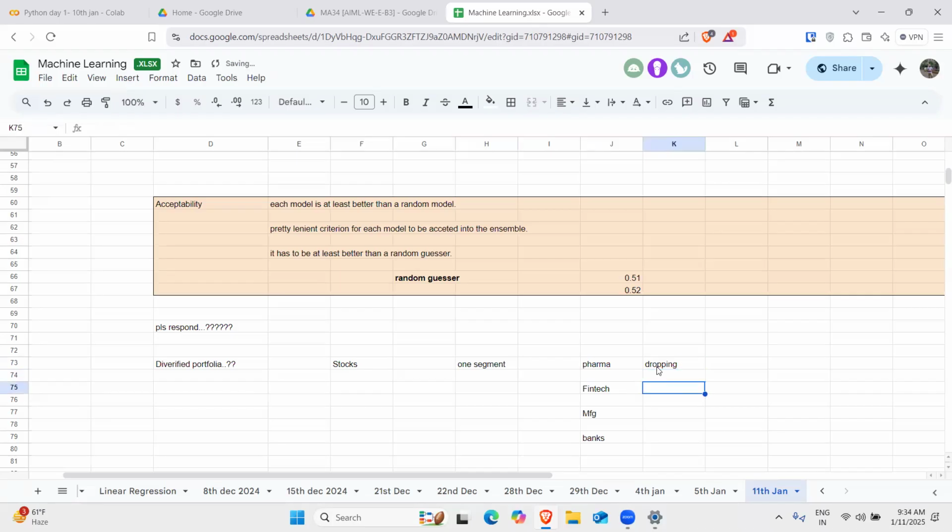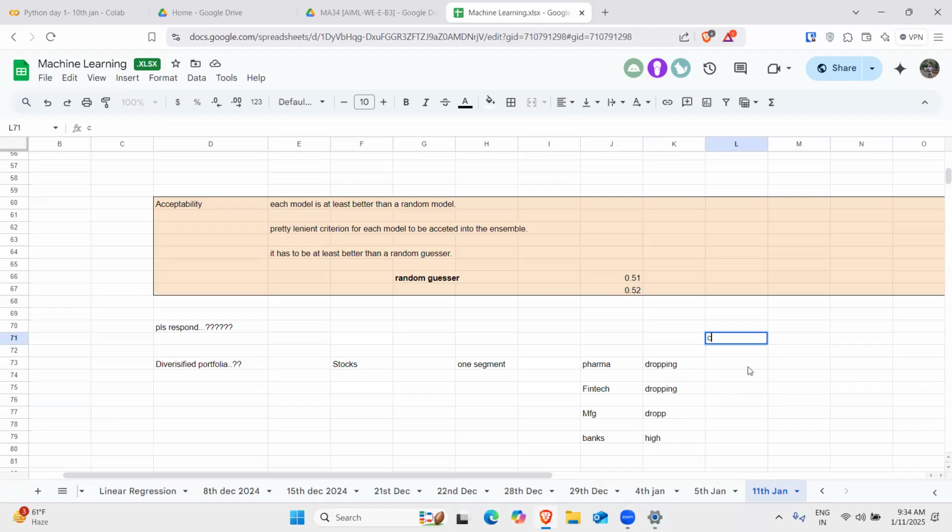But at that particular time, suppose this is also dropping, but banks are at an all-time high, right? And why are we going with the diversified portfolio? In order to minimize your losses, right? Then there will be another scenario where pharmaceutical industries are performing really great. In what times?